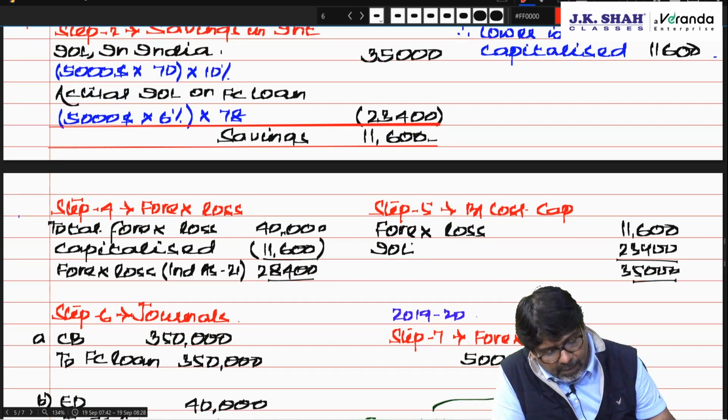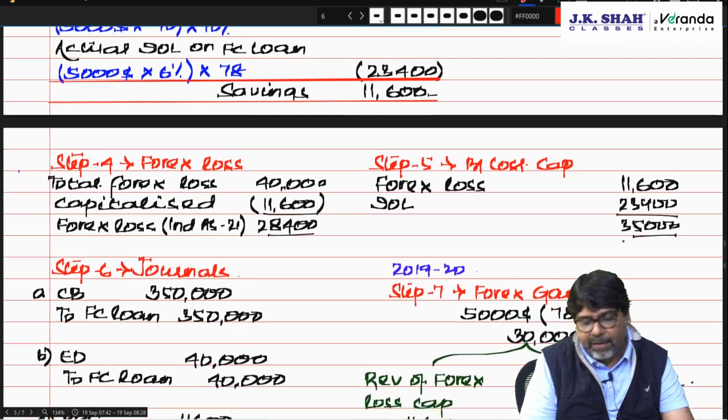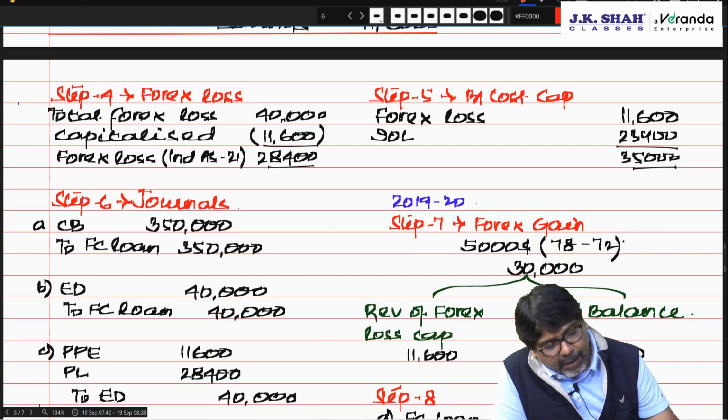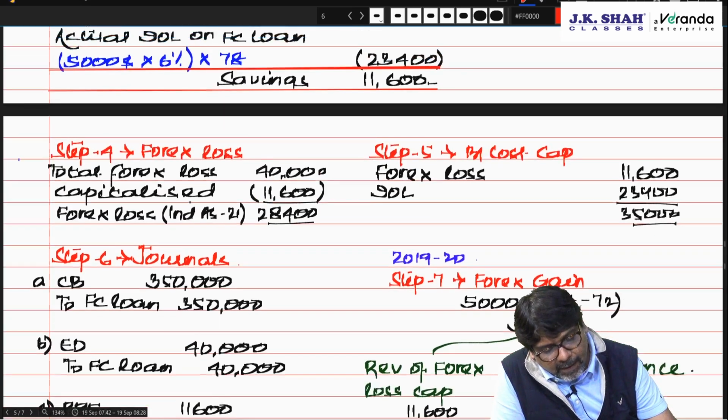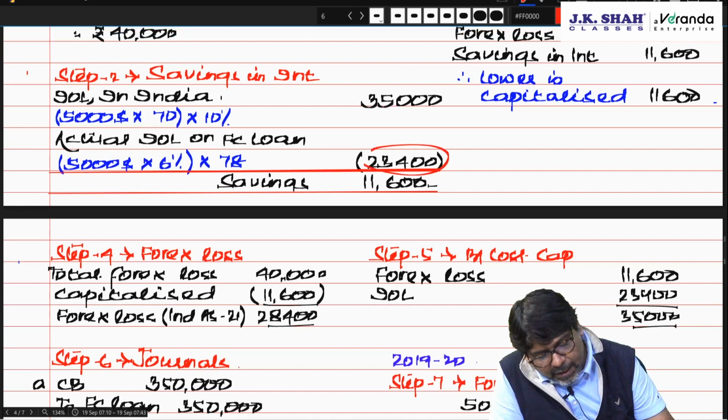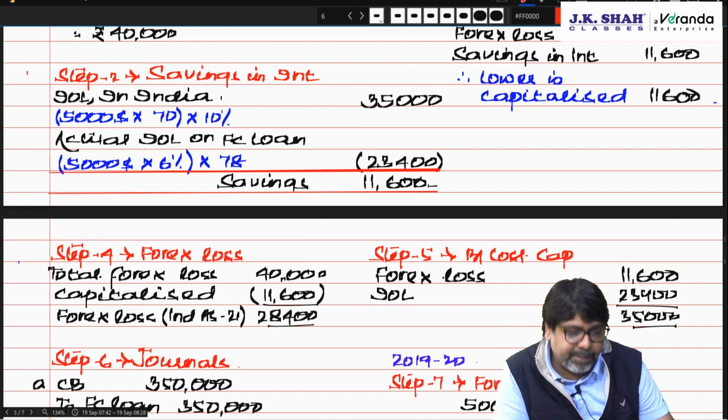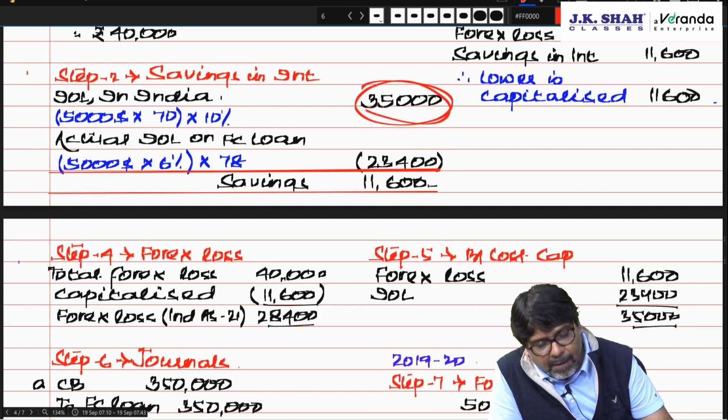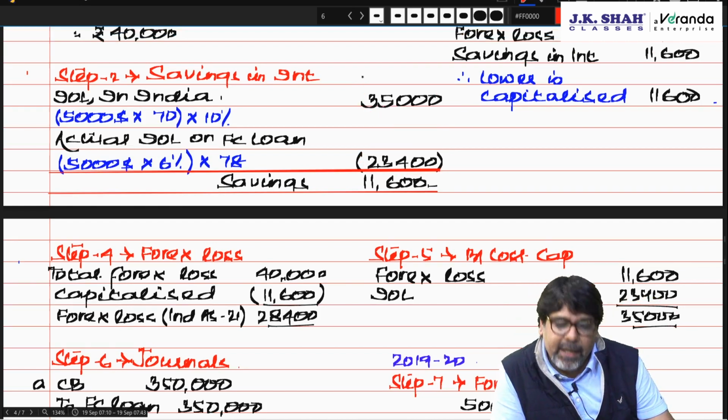This is forex loss. Forex loss is 11,600. Interest on loan is 23,400, total is 35,000, which is capitalized. Correct? 11,600 is capitalized, and your interest in India, 23,400, is also capitalized. So the total you have capitalized is 35,000. Correct? Which is the maximum interest which you would have paid in India.